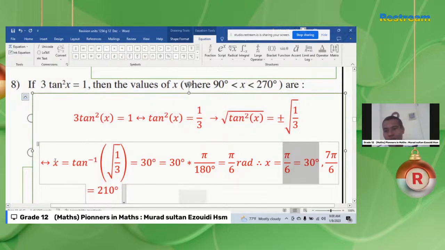Now we move to the second one. If x is the inverse tangent of minus the root of 1/3, this is the first case. The second case.